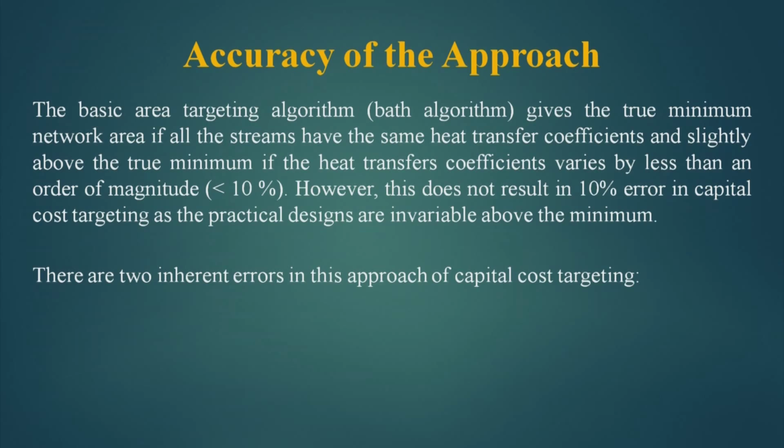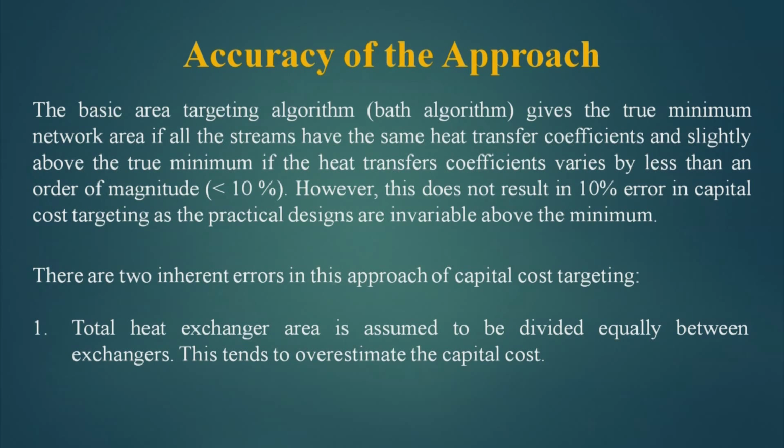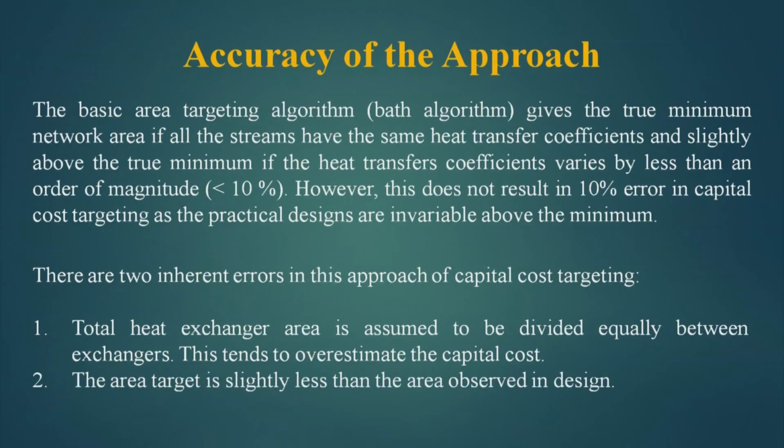There are two inherent errors in this approach of capital cost targeting. The total heat exchanger area is assumed to be divided equally between the exchangers. This tends to overestimate the capital cost. And the second problem is that the area target is slightly less than the area observed in design.